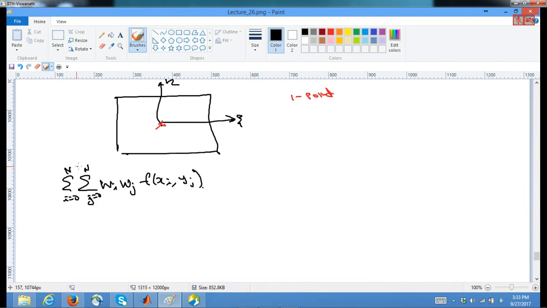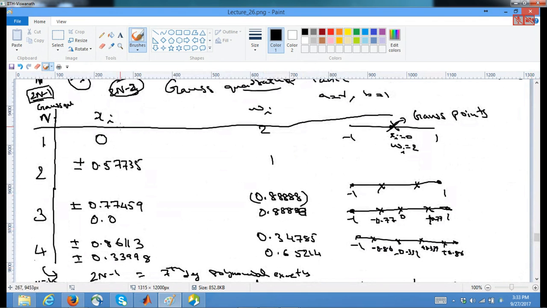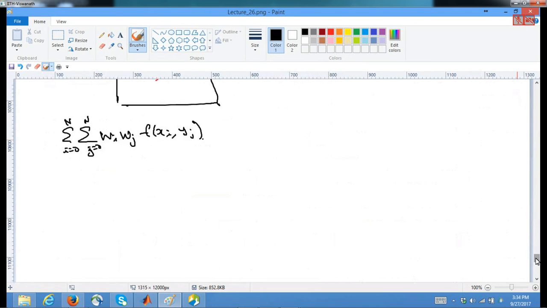So your xi, yj can be picked as a combination of any of the points from this table. You can also have yj's with the same combinations. For the corresponding xi, you will have wi, and for the corresponding yj, you will have the corresponding wj. And there you go.